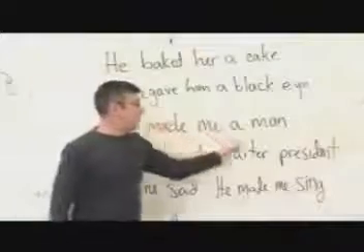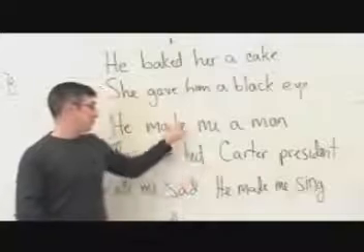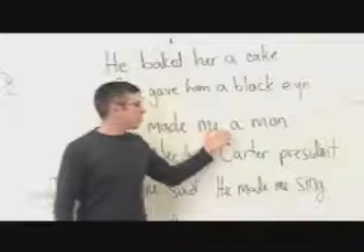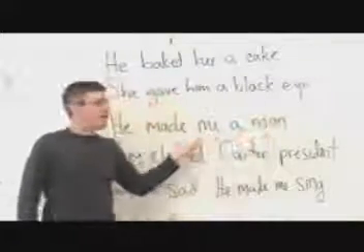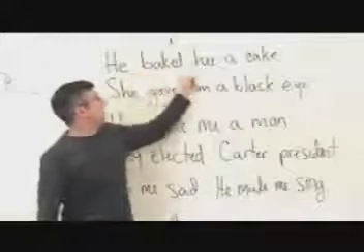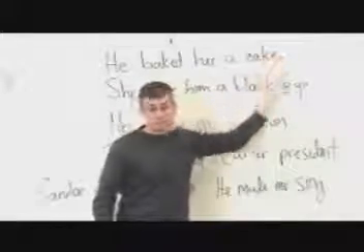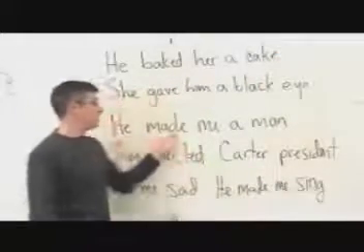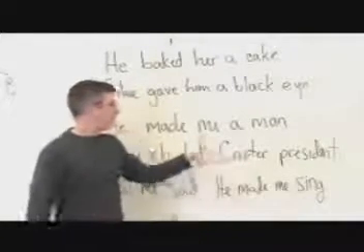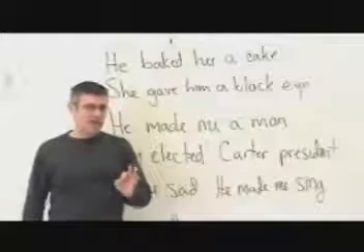So a man is the structure we would call the objective complement, because the direct object is me. But in a case like this, there needs to be something else added to make sense of the direct object, because he didn't make me. Now, he did in fact bake a cake. End of story. There is no objective complement. What did he bake? A cake. What did he make? Me? He made me a man. So here, this phrase, a man, is the objective complement.